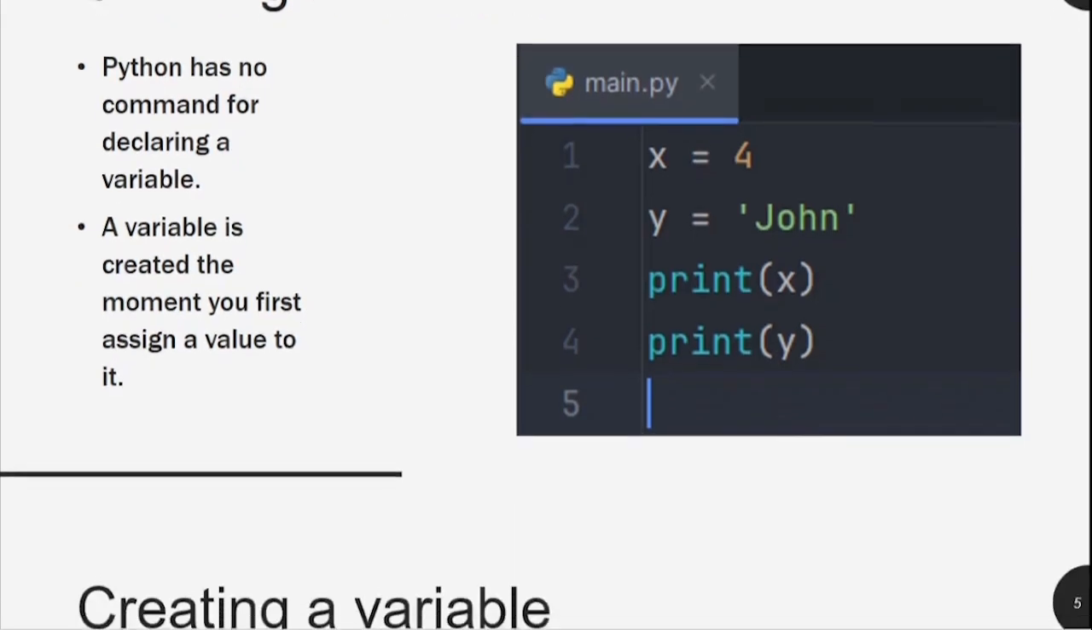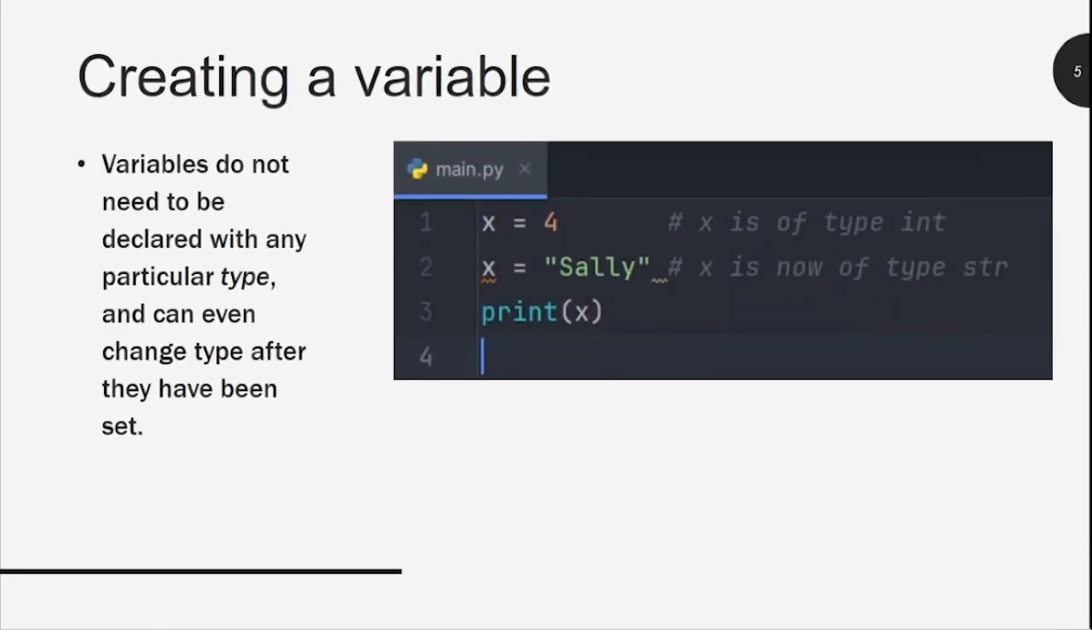So, here we have some more information about creating variables. Variables do not need to be declared with any particular type and can even change the type after they have been set. For example, in the first line of our code, x equals to 4. In the next line, we have x, which equals to Sally. Sally is a string, a bunch of letters, while the first one, 4, is an integer, which is a number.